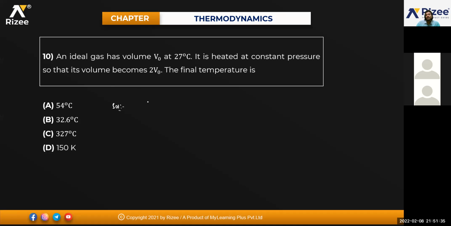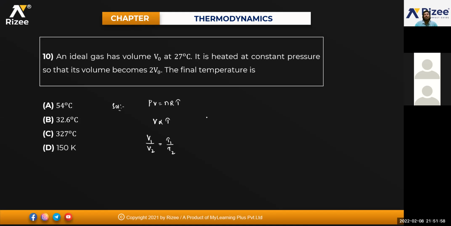From the ideal gas equation, PV is equal to nRT. Pressure is remaining constant. Pressure is constant, so V is directly proportional to temperature. So I can write here V1 by V2 is equal to T1 divided by T2.